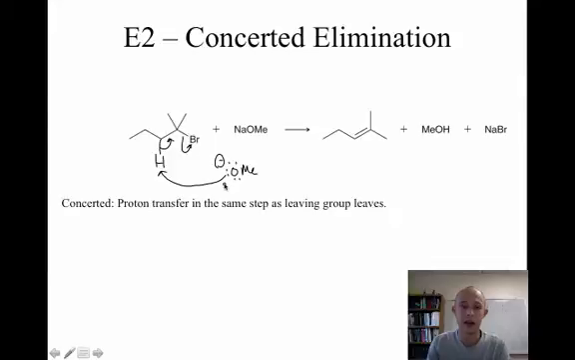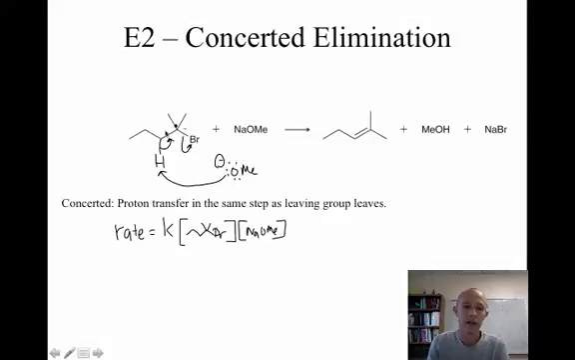This is an E2 reaction, which means that the kinetics would depend on the concentration of the base and the substrate. So the rate of this reaction is equal to some rate constant times the concentration of the substrate, which in this case is this bromide, times the concentration of sodium methoxide. It's bimolecular kinetics. Remember, think about this, at least in terms of kinetics, similarly to the SN2 reaction.